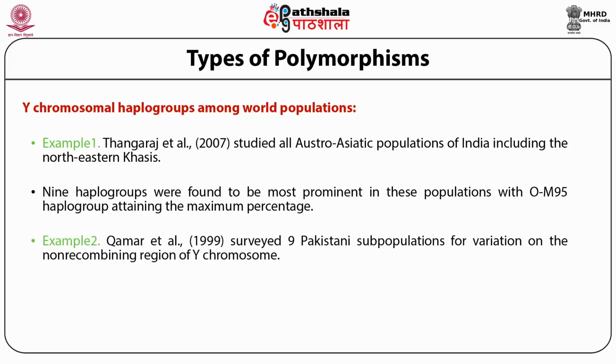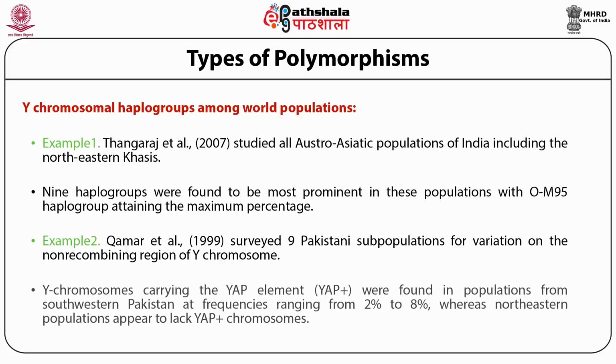Now we take another example reported by Kumar et al. 1999, who surveyed 9 Pakistani subpopulations for variation on the non-recombinant region of the Y chromosome. The polymorphic sites examined were YAP, 5 SNPs, and the tetranucleotide microsatellite DYS19. Y chromosomes carrying the YAP element, that is YAP+, were found in populations from southwestern Pakistan at frequencies ranging from 2 to 8%, whereas northeastern populations appear to lack YAP+ chromosomes.